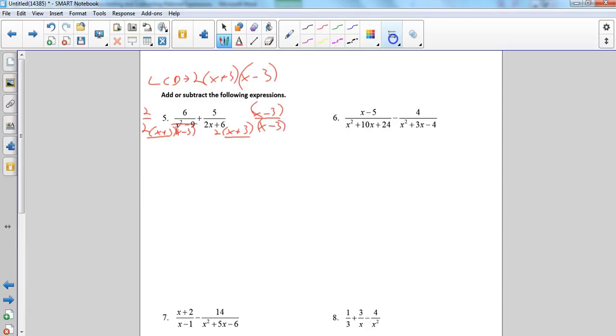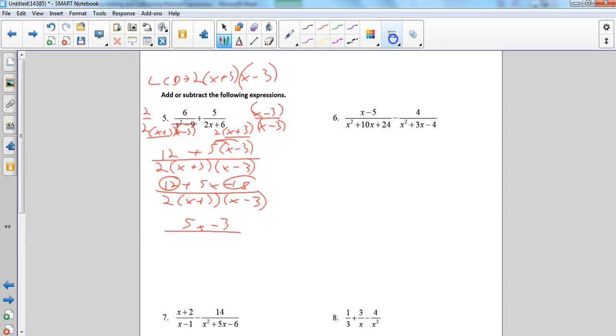So on the top, on the left, I have 2 times 6, which is 12. Plus, on the right, I have 5 times x minus 3. Over the common denominator, the LCD of 2, x plus 3, x minus 3. Now, I always want to keep the bottom factored, but I'm going to clean up the top. So I'm going to distribute this 5 and get 12 plus 5x minus 15 over 2, x plus 3, x minus 3. And now I'm going to join like terms and basically end up with my answer of 5x minus 3 over 2, x plus 3, x minus 3.